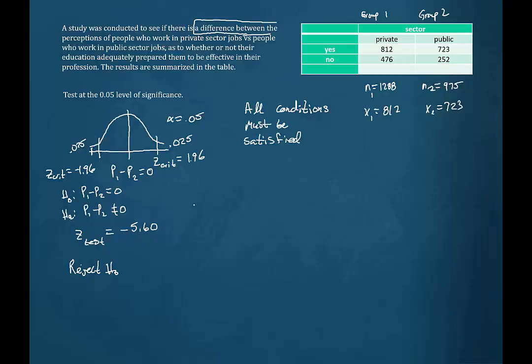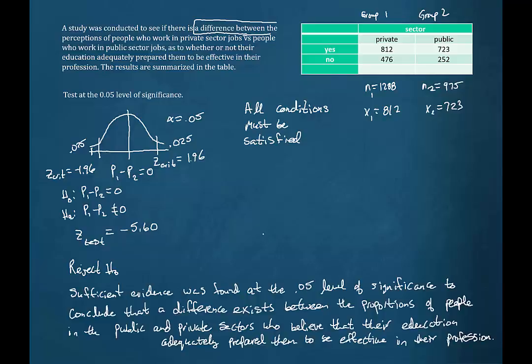So either way, whether we use the p-value or the z-test value, our decision is the same, to reject the null hypothesis. So our conclusion should be something like sufficient evidence was found at the 0.05 level of significance to conclude that a difference exists between the proportions of people in the public and private sectors who believe that their education adequately prepared them to be effective in their profession.